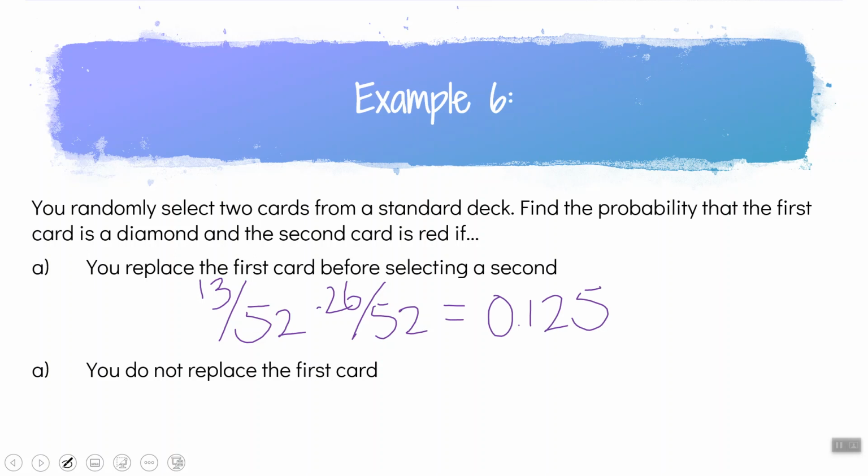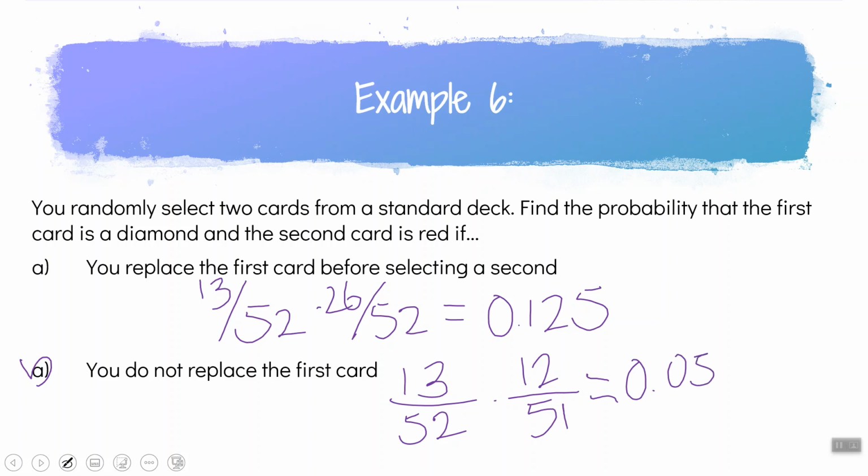Now in this part B, I know this is part A, but in this part B, it's the same problem, but if we don't replace that first card, well then, there's only 51 cards. And not only that, diamonds are red, which means we no longer have 13 to pick for, we have 12 to pick for. This comes out to about 0.059.